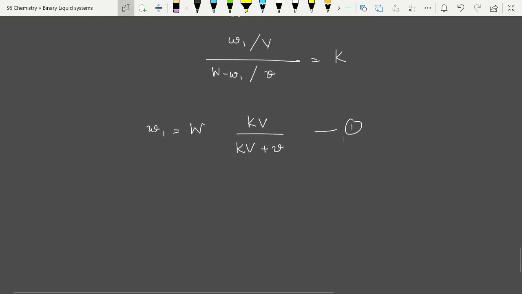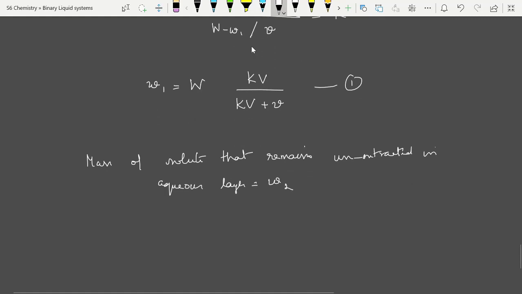Similarly, you are carrying out the second operation, the second extraction. The mass of solute that remains unextracted, let it be W2. Just like we have got an expression for W1, in the second extraction the aqueous layer had W1, and to that we have added again small v ml of the organic layer, and we have shaken, and W2 will be given by the expression W2 is equal to W1, which is the mass that is present in the aqueous layer, into KV divided by KV plus v. This is just like the earlier expression.